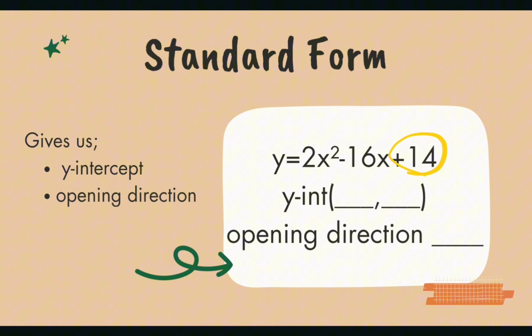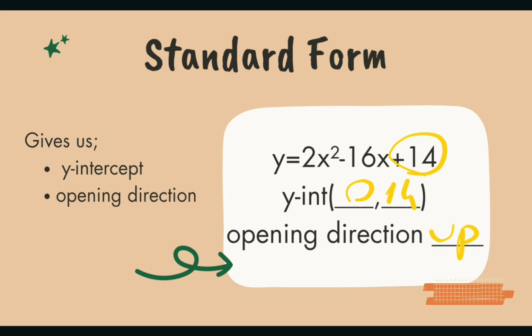we represent it as (0, 14), and a gives us the opening direction. If a is positive, the opening direction is up. If a is negative, it will be down. In here, a is positive 2, so our opening direction will be up.